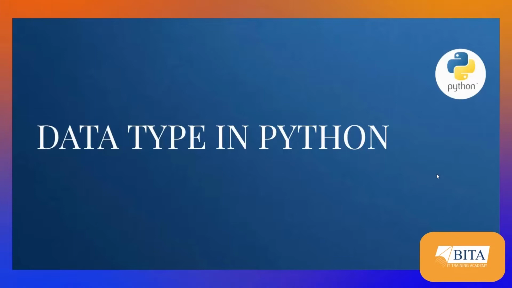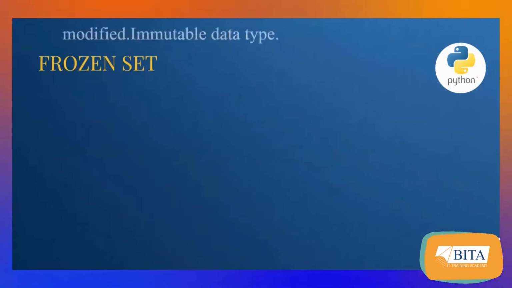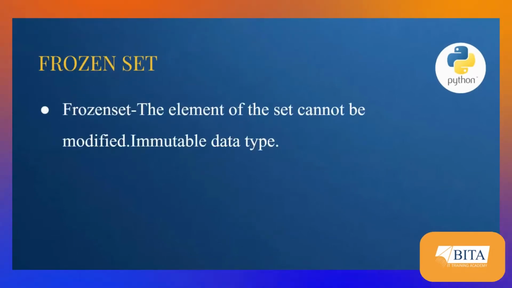Today we are going to see what is Frozenset. Frozenset is the immutable data type. Immutable means we cannot modify the Frozenset once we create it. We cannot add or delete some element from the Frozenset.